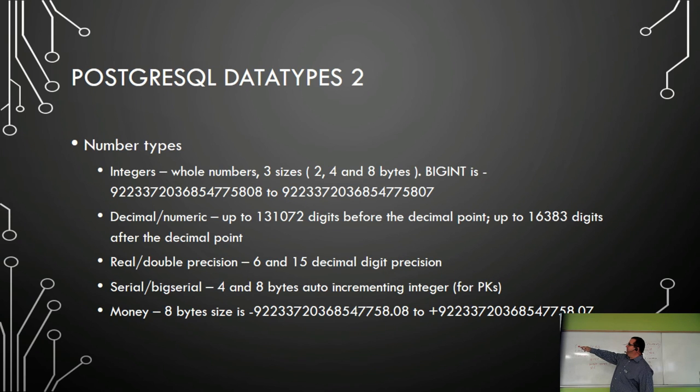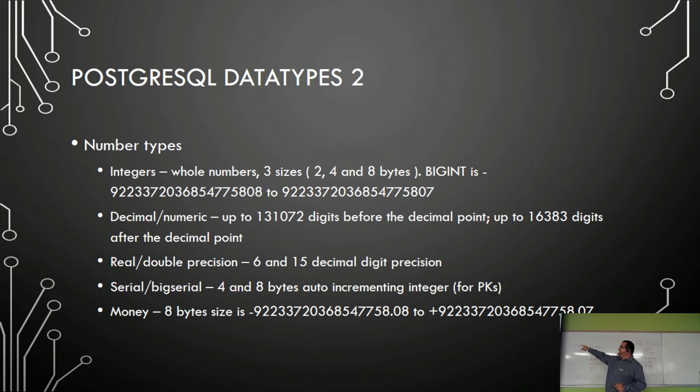Decimal or numeric allows for 131,000 digits before the decimal point and up to 16,000 digits after the decimal point. What's special about the decimal/numeric is you can define how many decimal places you actually want to store. So every time you store a number, it doesn't store 16,000 digits. If you say (2), it'll store 2. It'll round it to 2.